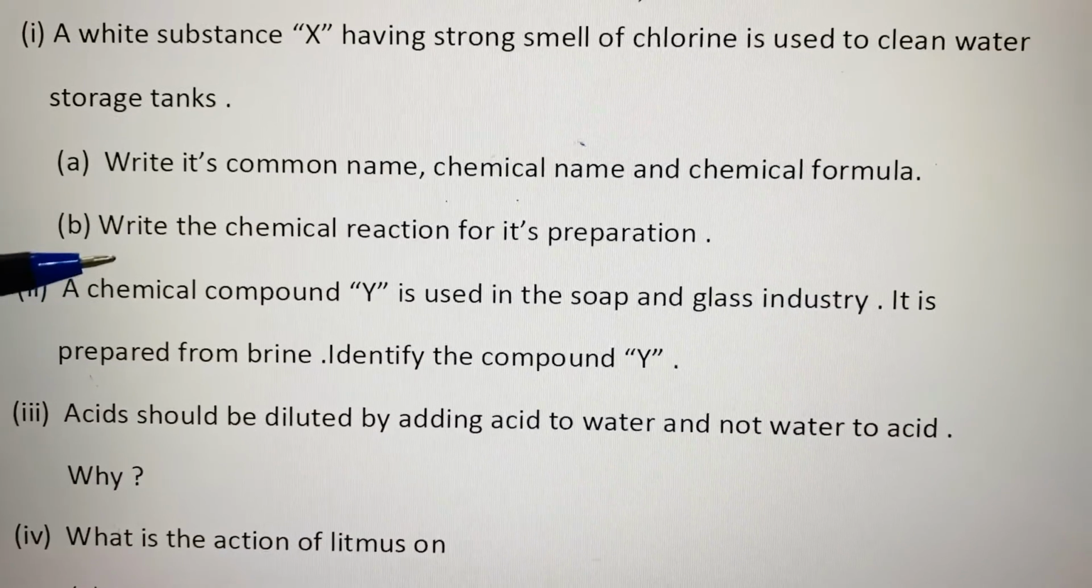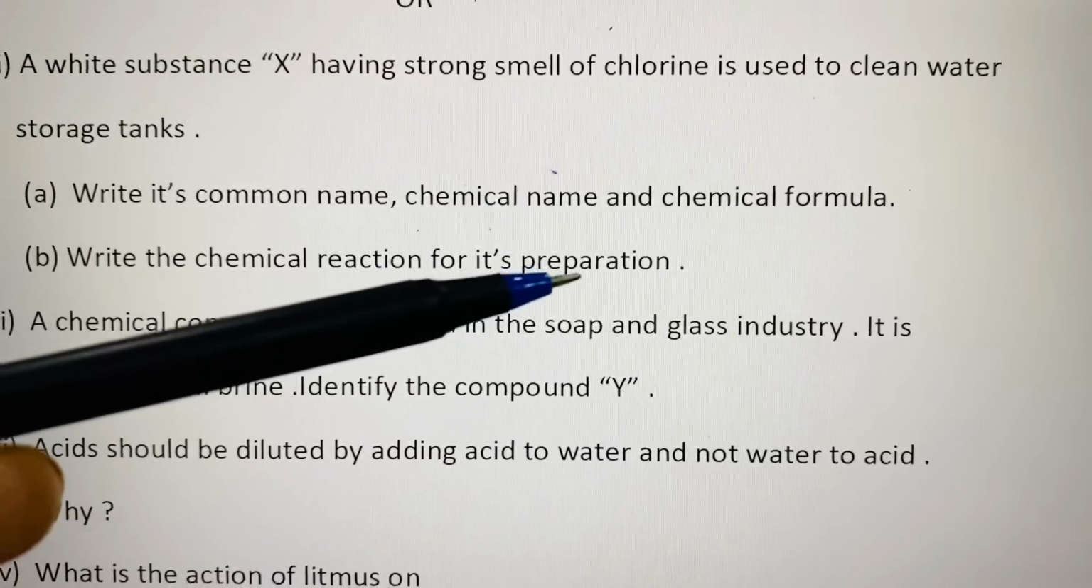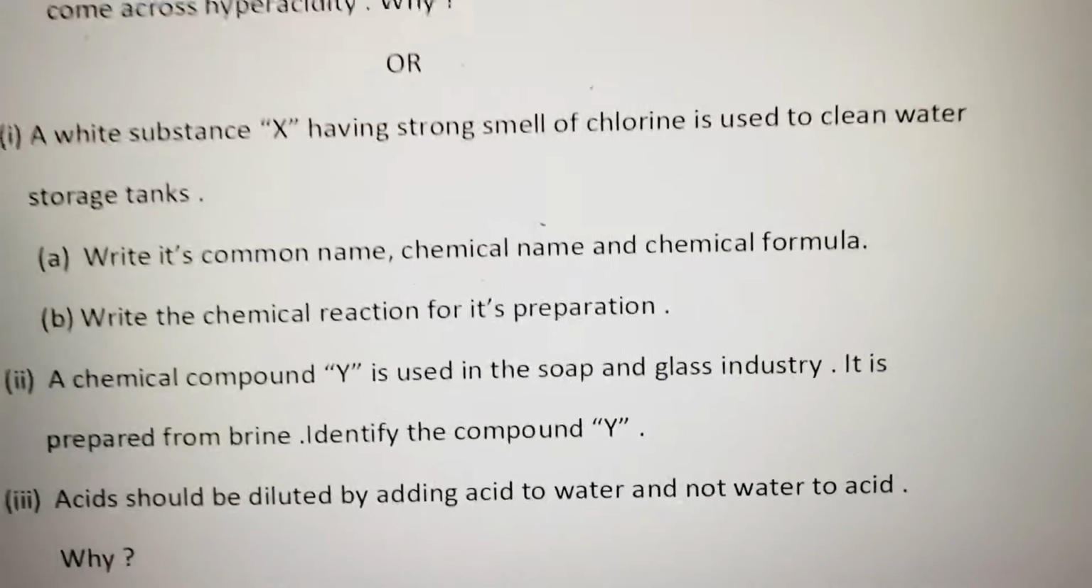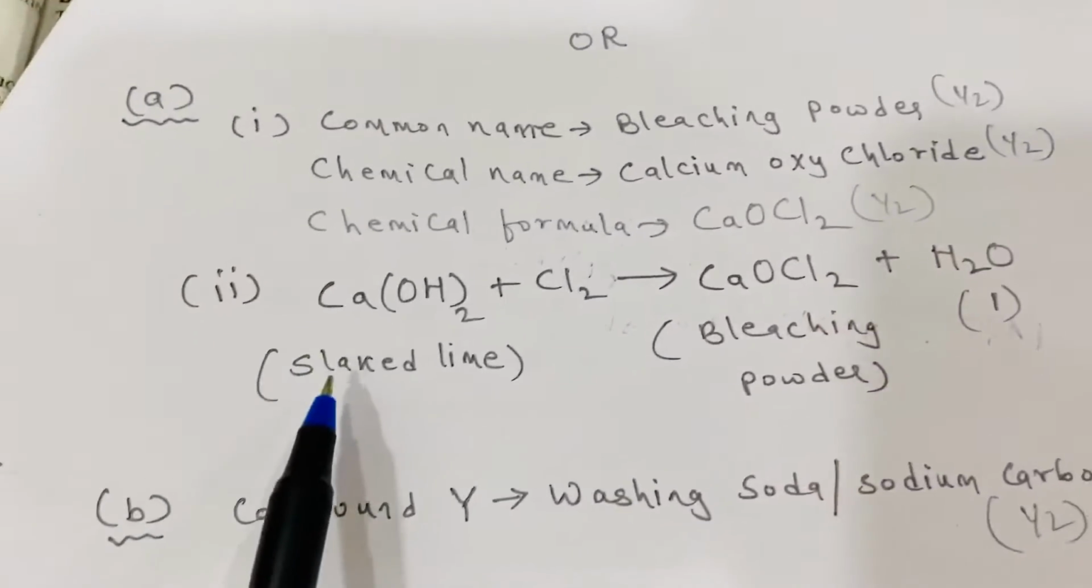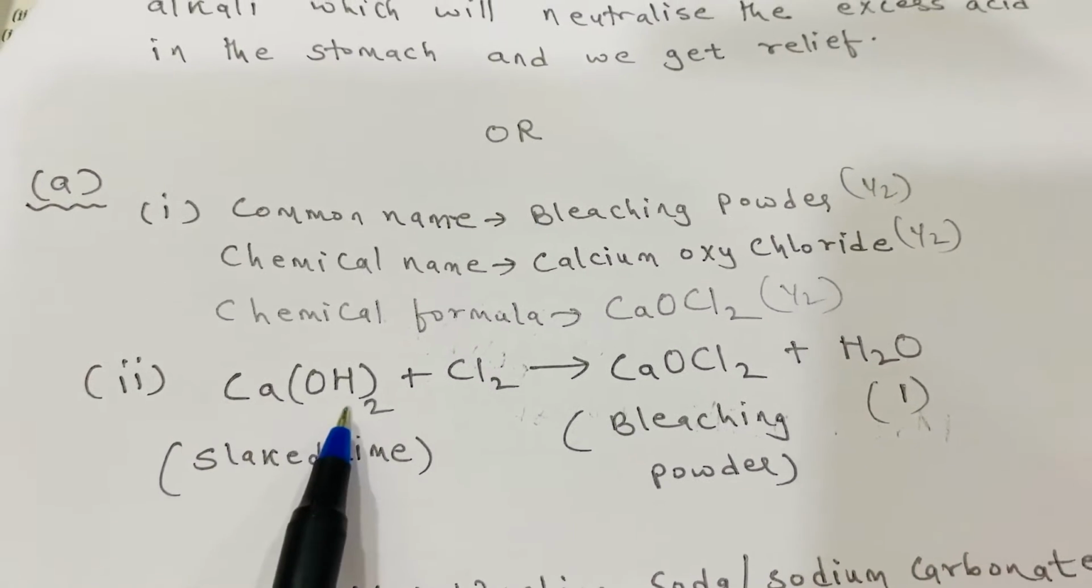Next part of the question is write the chemical reaction for its preparation. That means how it is prepared. So we all know that bleaching powder is prepared from slaked lime, calcium hydroxide.